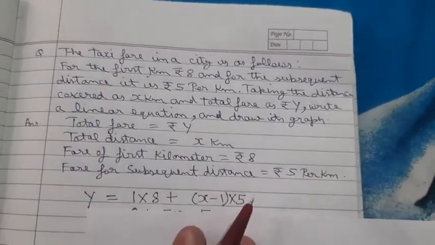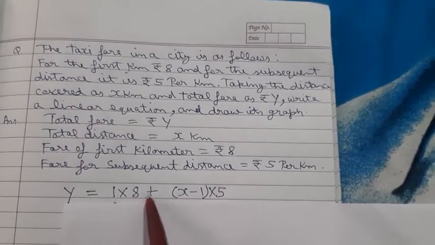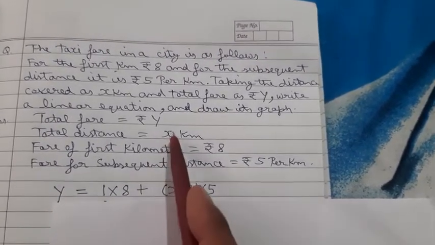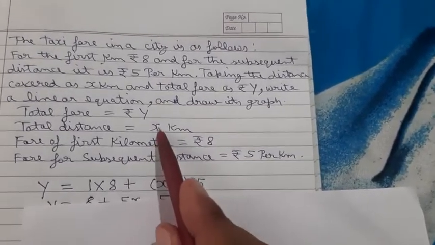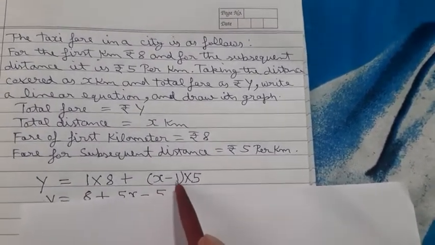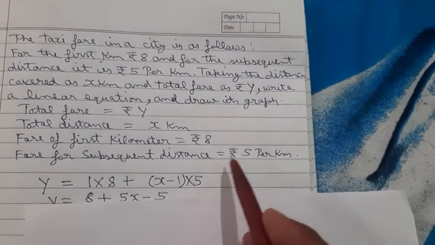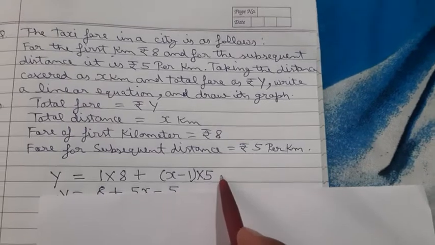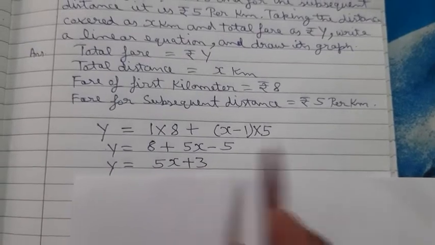Total fare y is equal to the first kilometer charge, rupees 8, plus the distance left. If 1 kilometer is used up from x, then what remains of the total distance is x minus 1 subsequent kilometers. If the total is 10, then 1 goes here and 9 remains, 10 minus 1. So what is the rate for the x minus 1 subsequent kilometers? It is rupees 5 per kilometer. So x minus 1 will be multiplied with this 5. When we have simplified, we got this equation: y is equal to 5x plus 3.